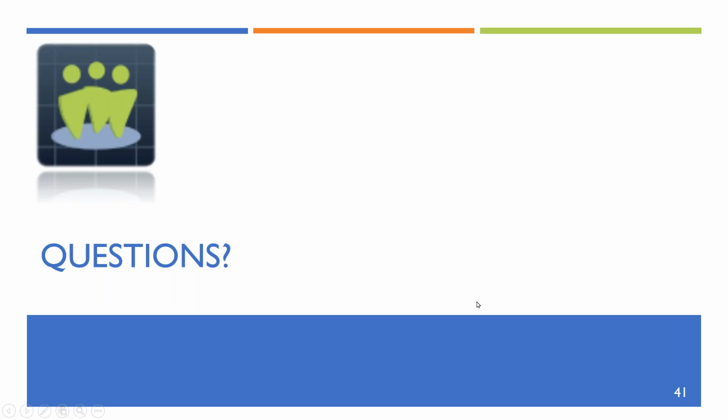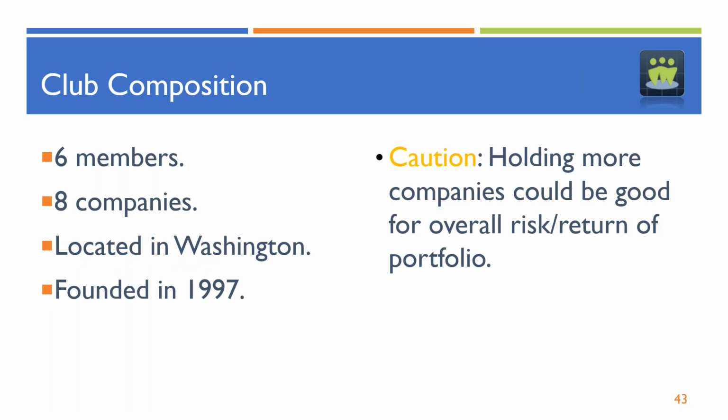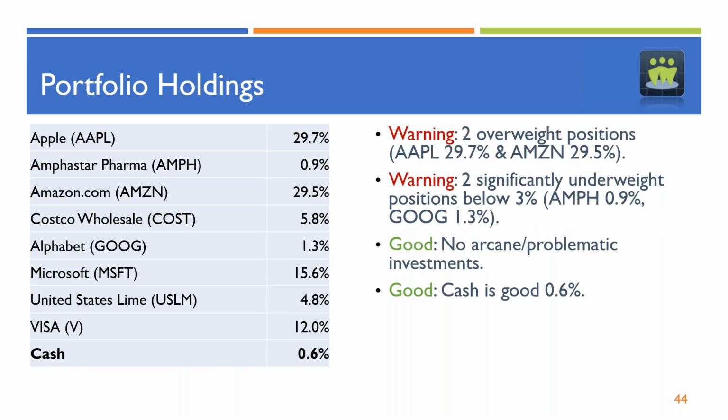All right, we got one more portfolio, one more club portfolio. The club is called It's Our Turn. 6 members, 8 companies, founded in 1997. They're in Washington, so obviously a longstanding club. They've probably lost some members, and their portfolio has come down along the way. Obviously, an 8 stock portfolio is not very diversified. So, I presume this club would be working towards building up that portfolio.